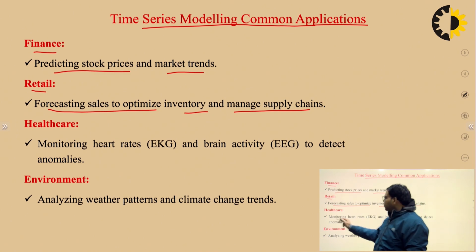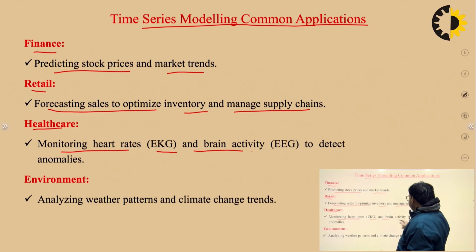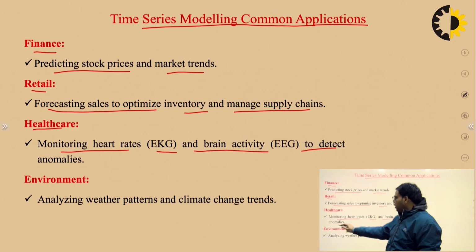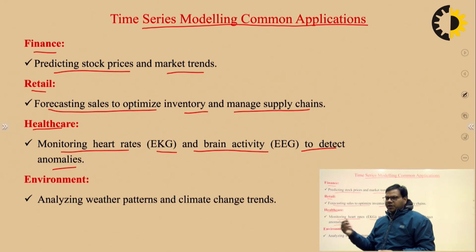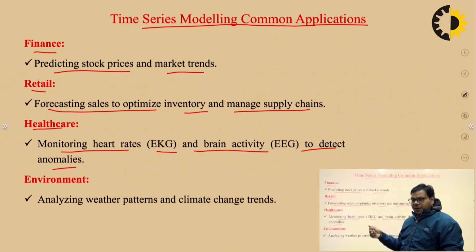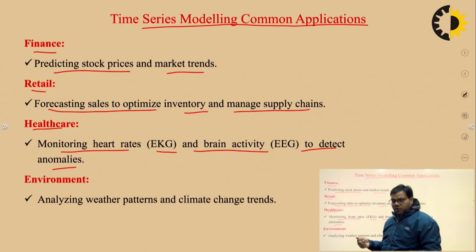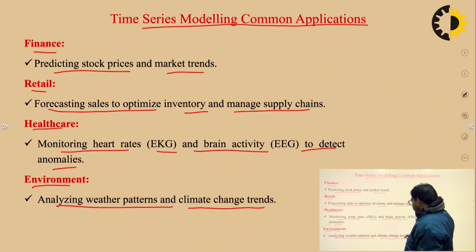Likewise, healthcare, monitoring heart rates, EKG, and brain activity, EEG, to detect anomalies. Likewise, there are many other applications in healthcare where we can apply this, like BP management, BP monitoring. It could be blood sugar monitoring, etc. Environment, analyzing weather patterns and climate change, very important.